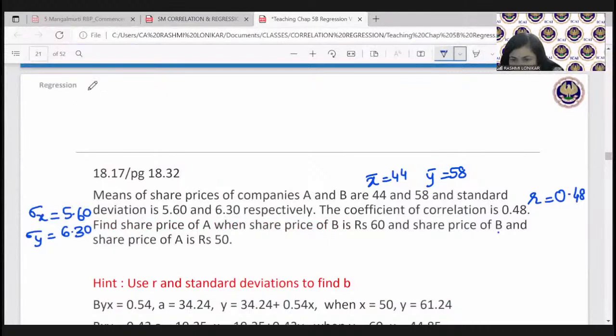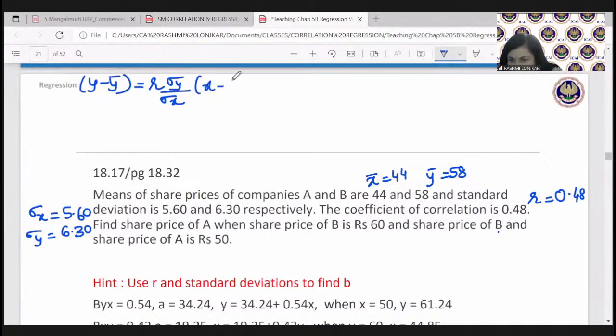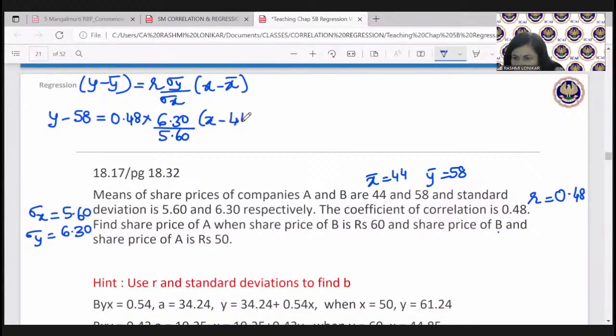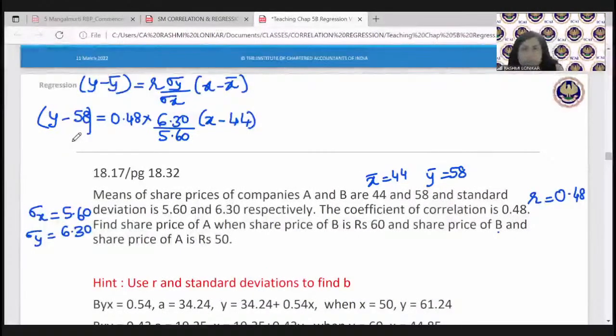I will also show you y minus y bar is equal to r sigma y upon sigma x, x minus x bar. Okay. If I want to use this formula, y minus y bar is 58, equal to r is 0.48 into sigma y is 6.3 upon sigma x is 5.6, x minus x bar is 44. Okay. So I can use this method and solve. Then also you will get the same answer. Okay. So either you can use this method or that method.